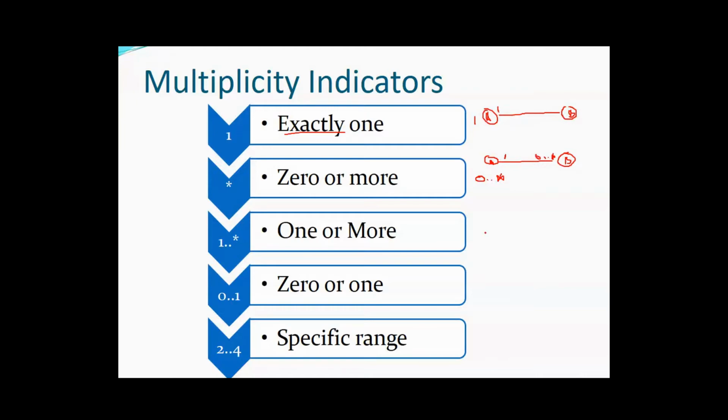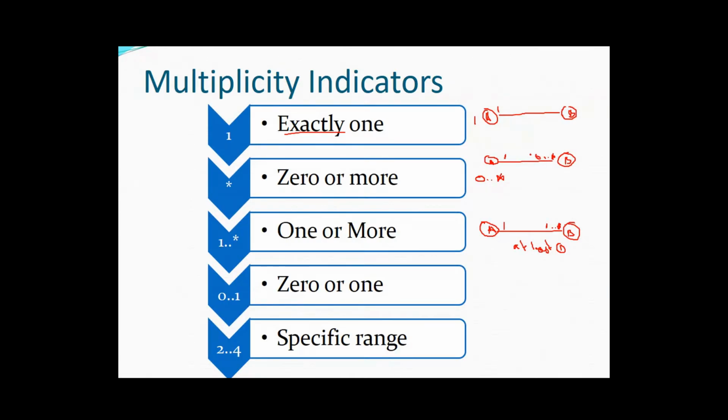Now, if you say one or more, that's different. If you draw a relation between A and B, and you say 1 to 1..*, that means an object from A is associated with at least one object from B. At least one object, or 2, or 3, or 4, or 5, but minimum one object. There must be a relationship. But if you say 0, it could be no association.